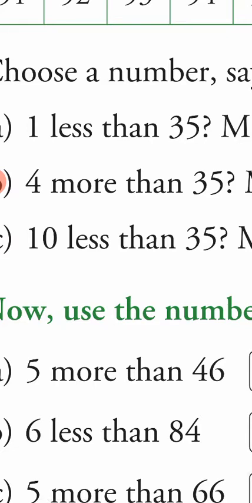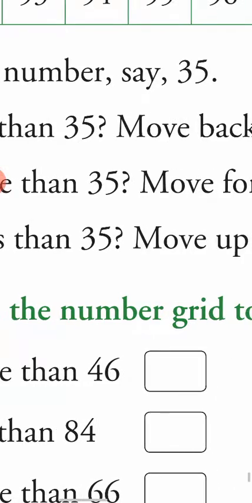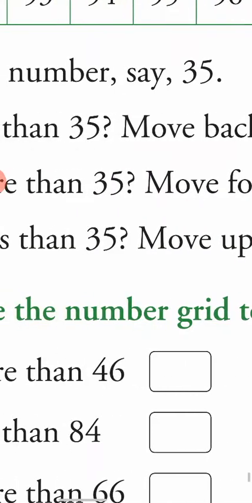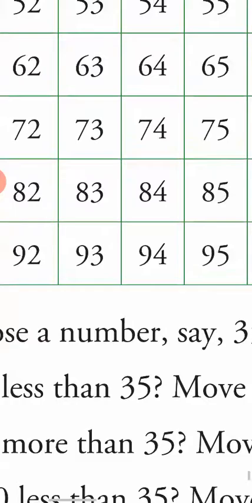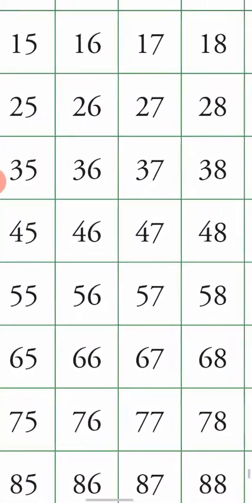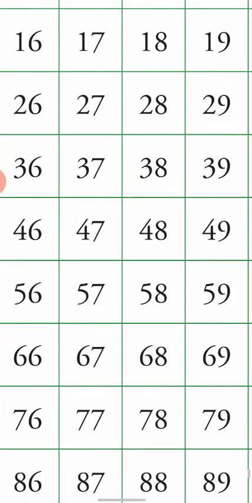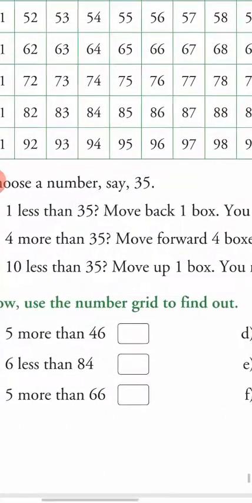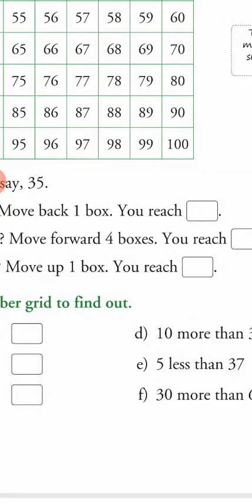Move towards the B part, and that is 4 more than 35. Move forward 4 boxes you reach. Means 4 more than 35. Now go to 35 and move forward 4 boxes. So after 35 you can see here I have 36, 37, 38 and 39. 39 is the fourth box. So our answer here will be 39. Means when we move forward 4 boxes we reach 39.